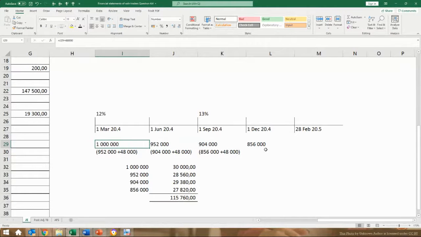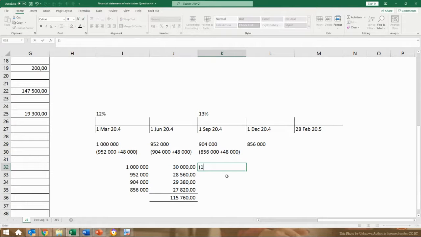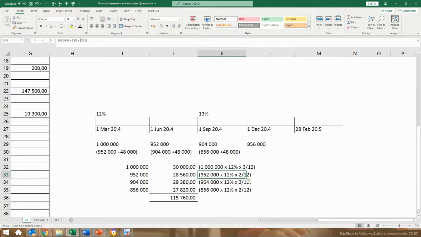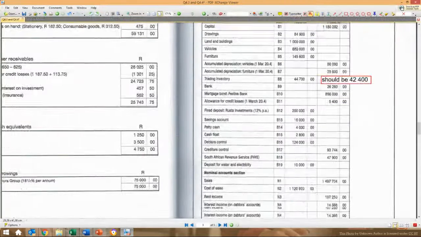Because I know that for each quarter there was a specific percentage, we start with the first one. We have the 1 million at 12%, but only for 3 months, which gives you 30,000. Then you've got the 952, also at 12% for 3 months. Then you've got the 904, but now we have 13%, for 3 months. And the last one is the 856, also at 13% for 3 months. So our total interest that we are supposed to have paid on this account should be 115,760.